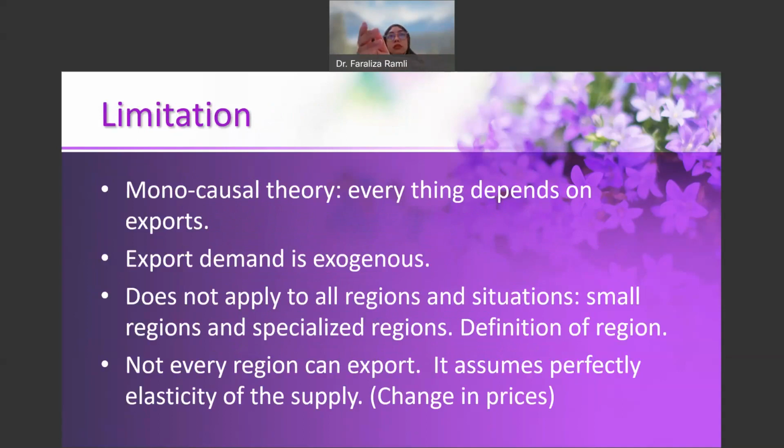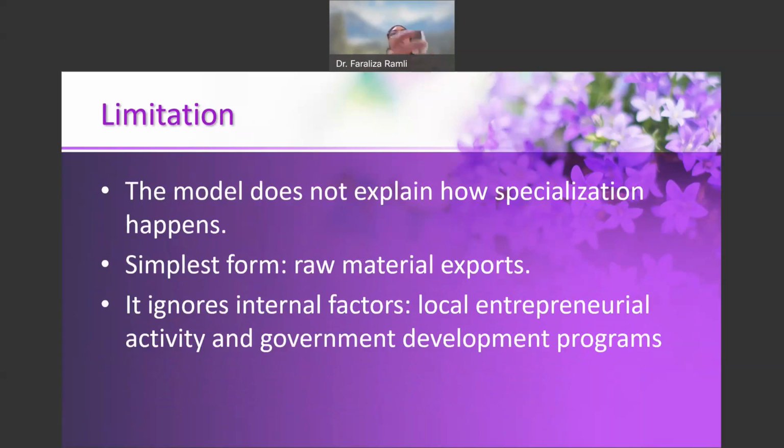Okay, everything depends on export. Okay, and it does not apply to all regions and situations, such as small regions and specialized regions, because sometimes they have different needs. Okay, not every region can export. It assumes perfect elasticity of supply to changes in price. Okay, the model does not explain how specialization happens, from a simple form, a raw material export. Okay, it ignores internal factors, local entrepreneurial activity and government development programs.